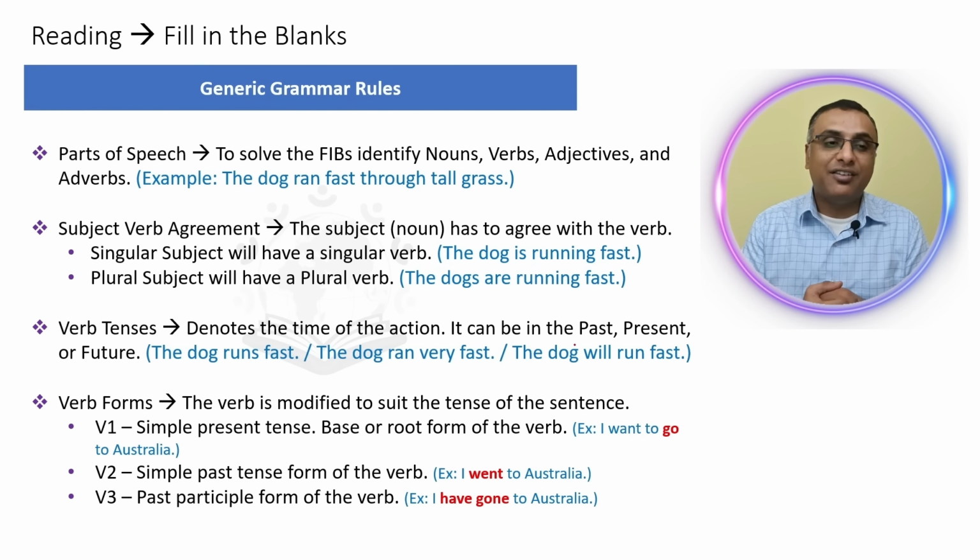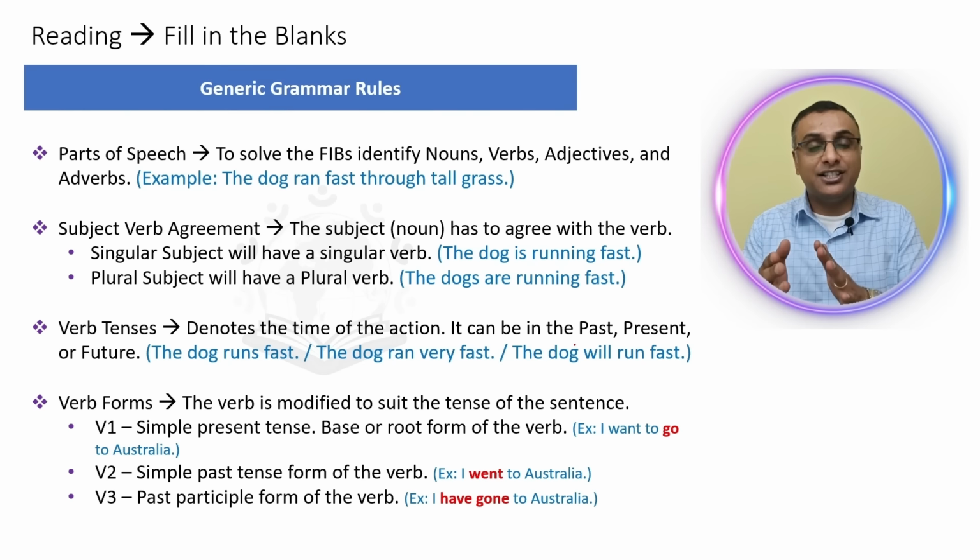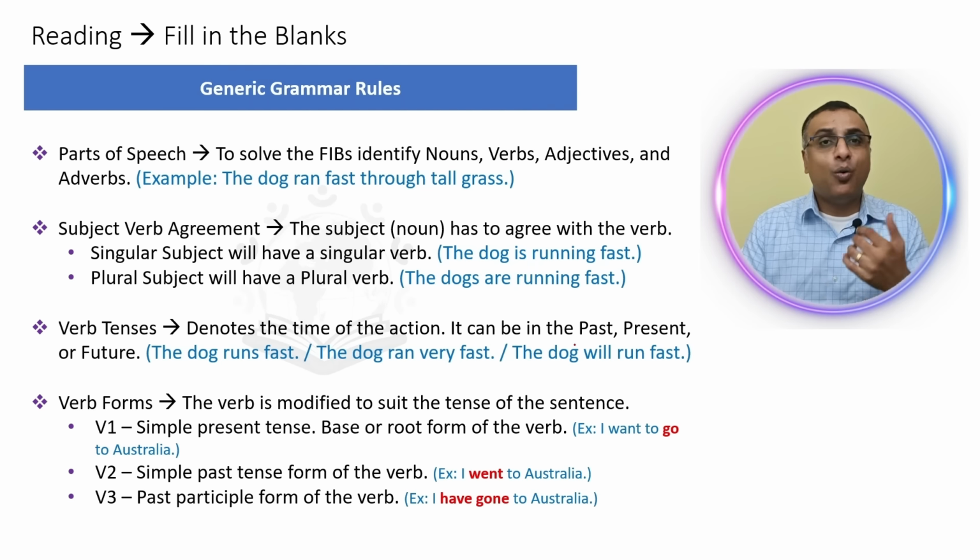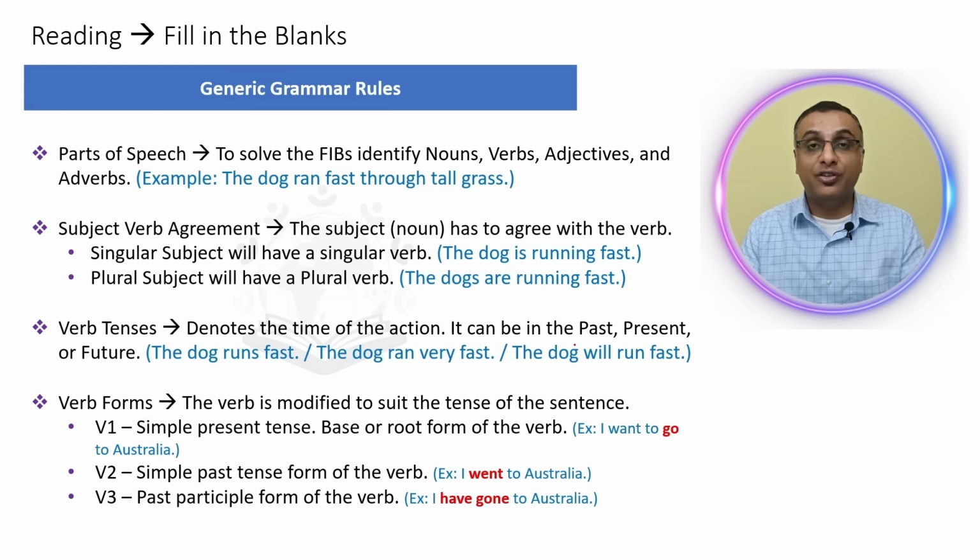Now, what is V1? V1 means simple present tense, which is nothing but the base or root form of the verb. What is V2? V2 means simple past tense of the verb. And V3 means past participle form of the verb. Let's understand all of this with an example.